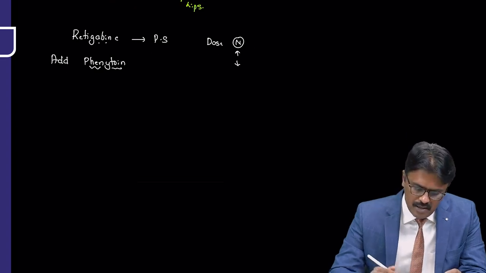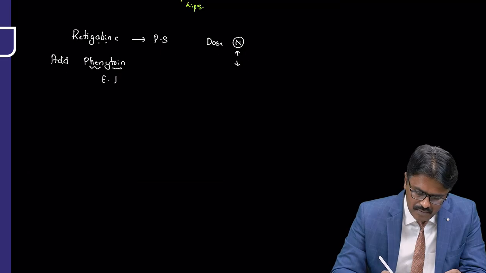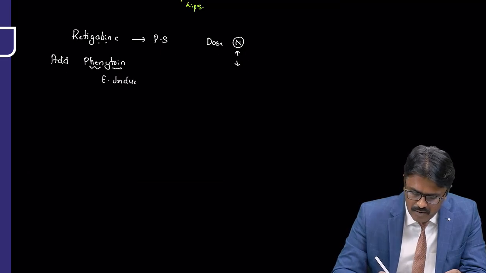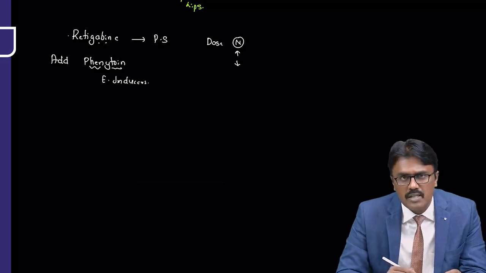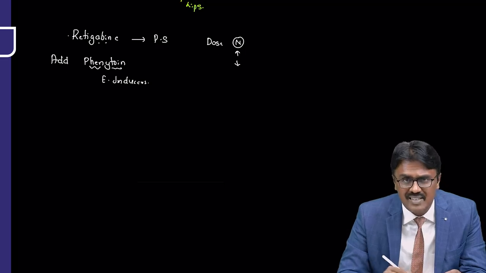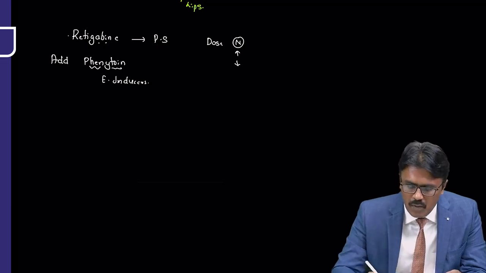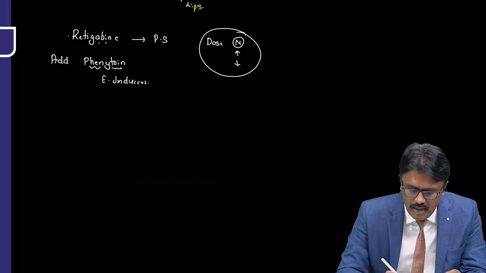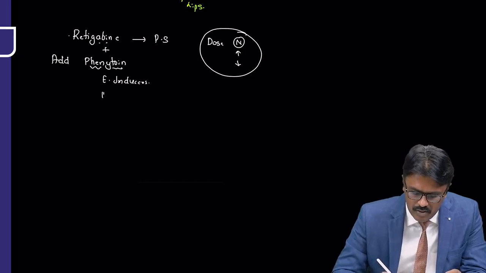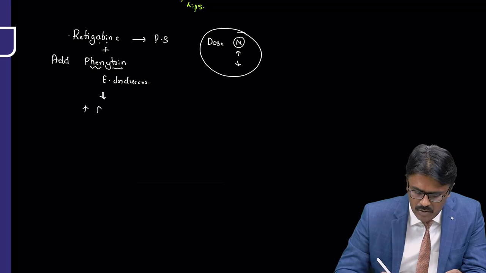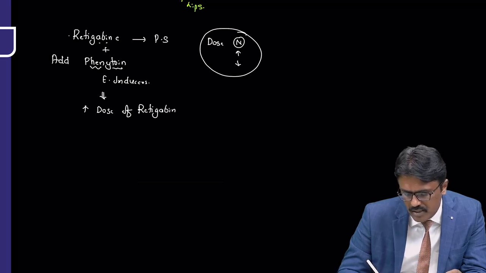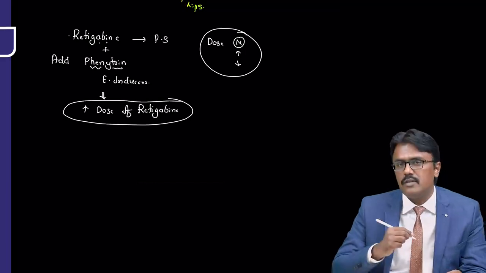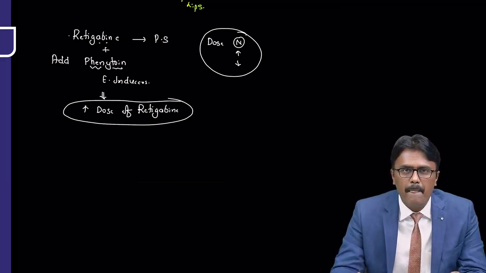Yes, phenytoin is an enzyme inducer. Now what happens when I add phenytoin with retigabine? It will be metabolized faster, so the duration of action decreases. So what should I do? To avoid that problem, when I add retigabine and phenytoin, I should increase the dose of retigabine. So these are the application exercises which they can ask in the exams.